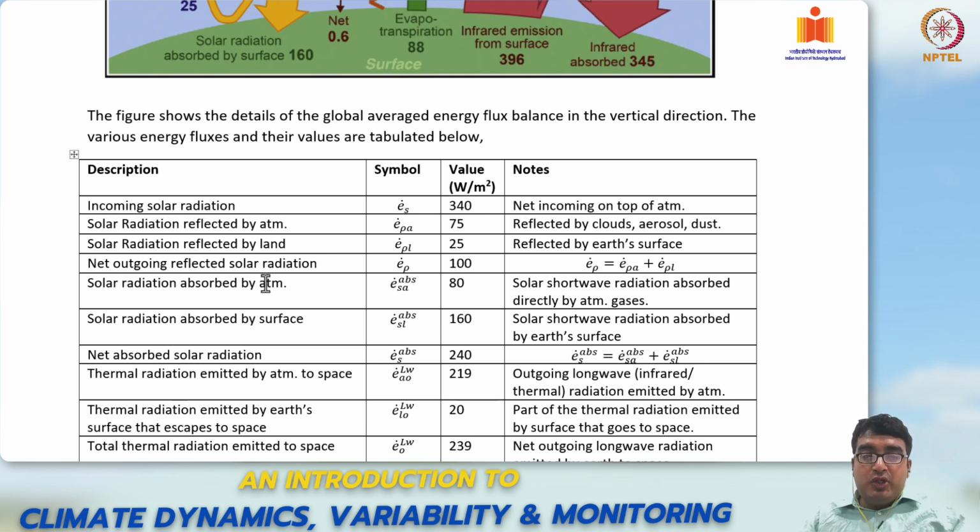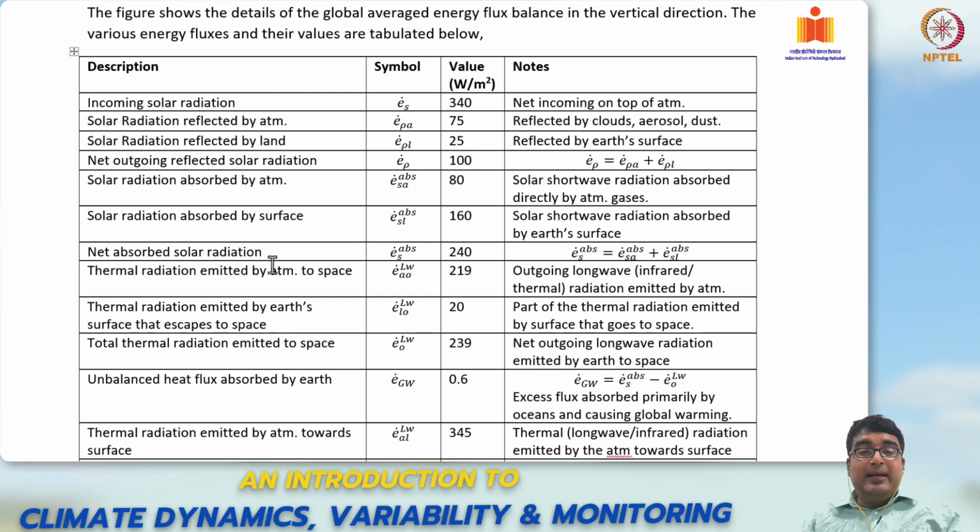Solar radiation absorbed by the atmosphere is E dot SA. So E dot solar radiation absorbed by the atmosphere, E dot SA absorbed, is 80 watt per meter square. Solar radiation absorbed by the surface, E dot SL, L stands for land absorbed, 160 watt per meter square. So L is land absorbed, amount of solar radiation absorbed by the land area. So net absorbed solar radiation, E dot S absorbed, is 240 watt per meter square. It is the summation of these two.